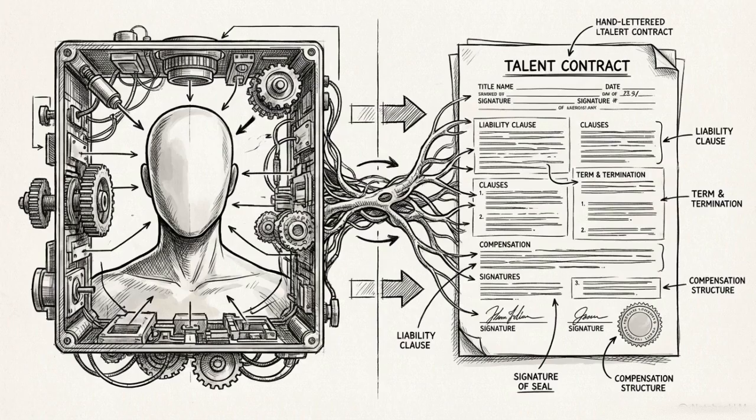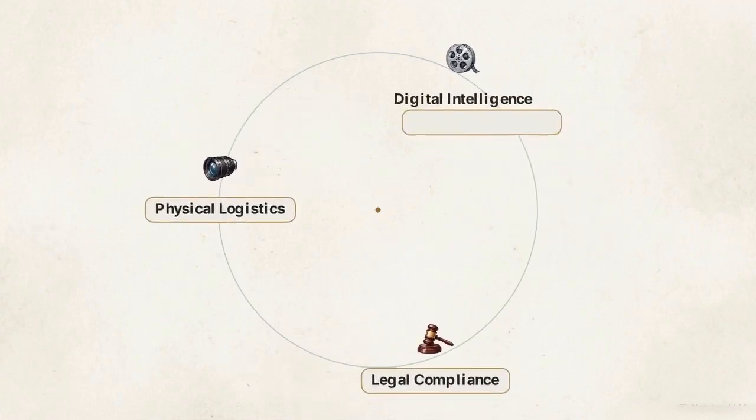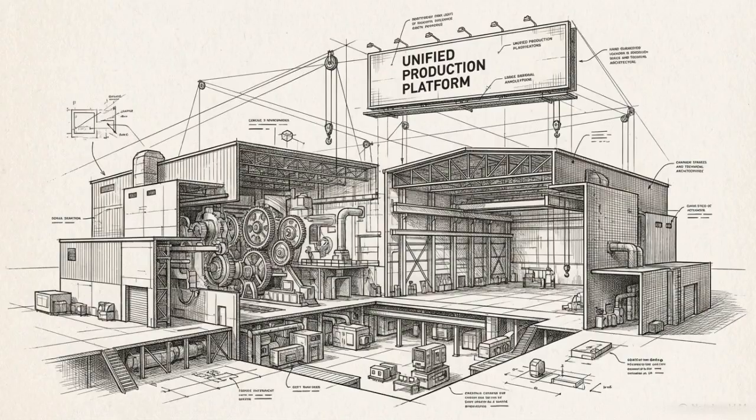By tying the AI face matching directly to union regulations, such as SAG-AFTRA Guild residual obligations, a studio can systematically mitigate its legal exposure. By integrating deep digital intelligence, tangible physical logistics, and strict legal compliance into a single architecture, UPP resolves the core fragmentation of the modern production lifecycle.